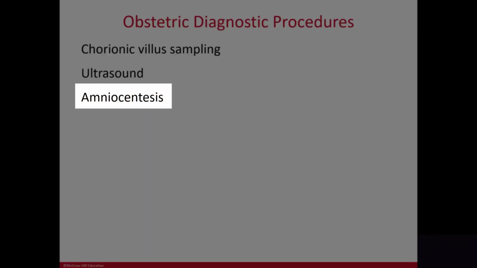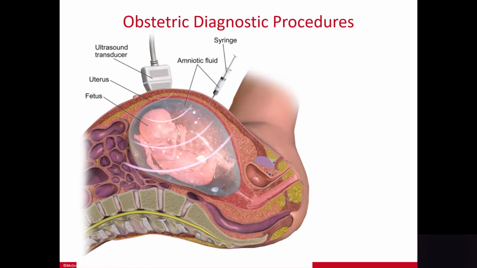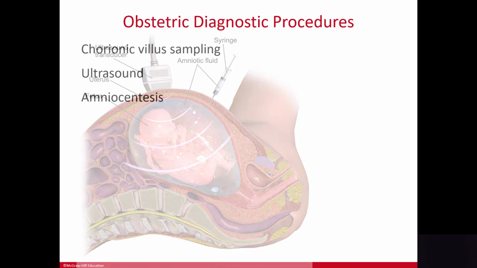Amniocentesis is a diagnostic test that uses ultrasound guidance to insert a thin needle through the abdominal wall and into the amniotic sac to remove a small amount of amniotic fluid. The fluid is then sent to the lab for analysis to test for abnormalities. The test is usually done to diagnose chromosomal abnormalities and neural tube defects.